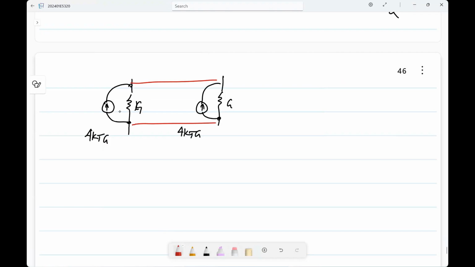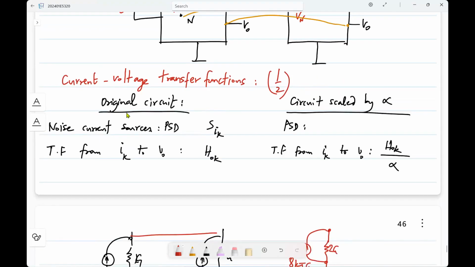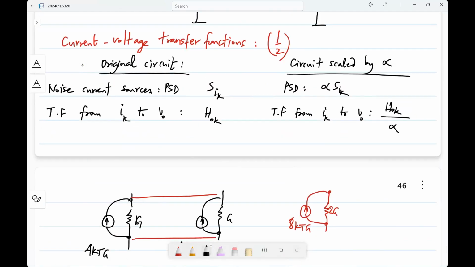And it had to be, because otherwise we have inconsistency, right? Because we have a conductance 2G and this has to be 8 kTG. Why is it 8 kTG? These two are uncorrelated. So you just have to add the spectral densities. They are from two physically different resistors, right? So the power spectral density, what will it be of the noise current sources in the circuit when you scale the impedances? It will just be alpha SIK. Okay. So what is the output noise spectral density because of this current source?